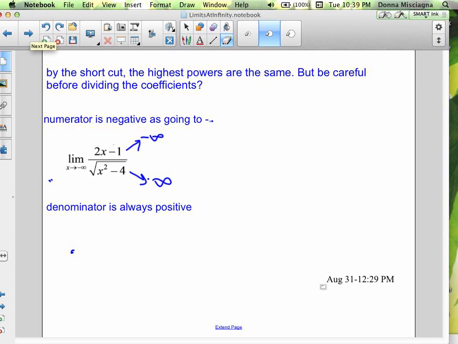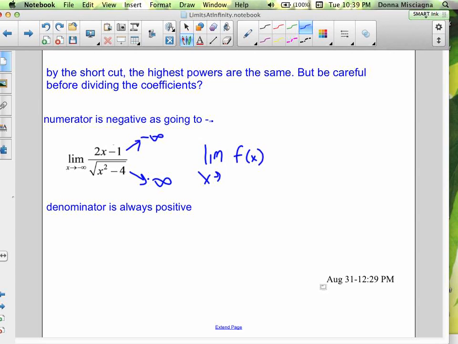Since the denominator is always positive and the numerator is negative, we're not going to be headed to exactly the same thing. It's still going to be the ratio of the coefficients, but we have to be careful. Our limit, finally, as x approaches negative infinity is not going to be the ratio of the coefficients, it's going to be negative 1 times the ratio of the coefficients. So that's going to be negative 2. But that was a lot of work just to write something down.